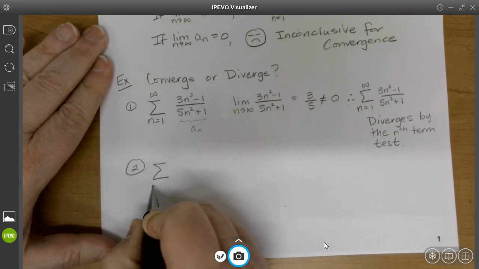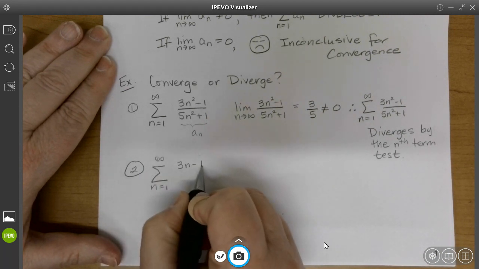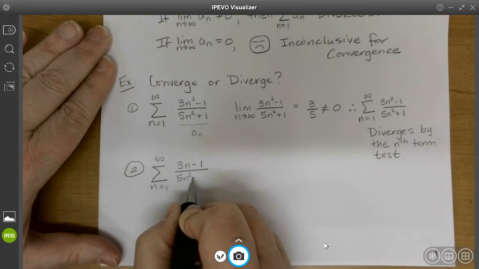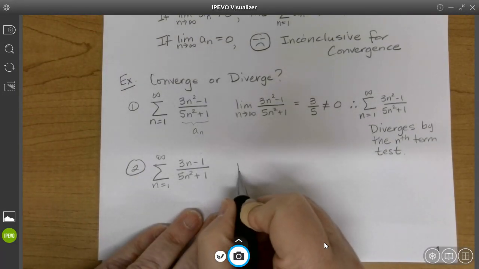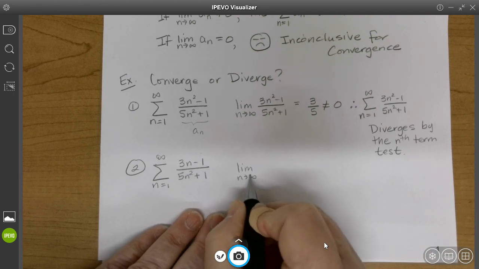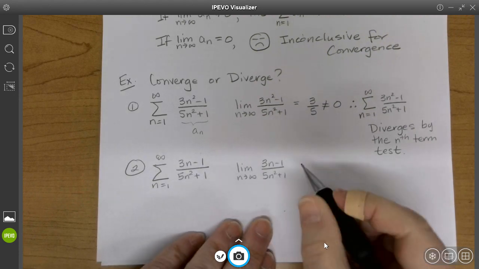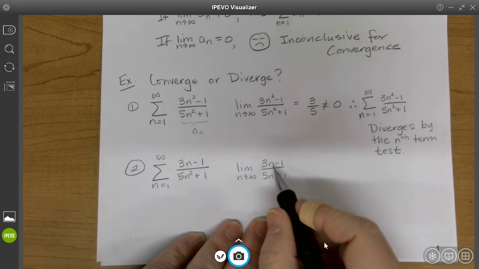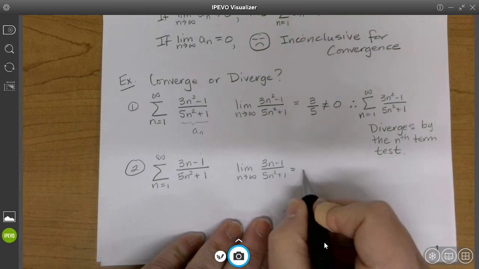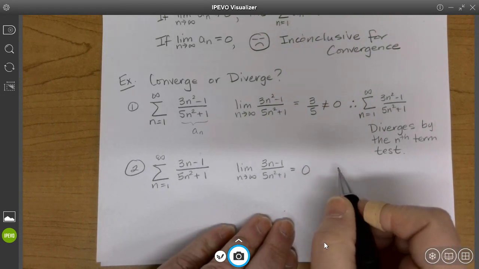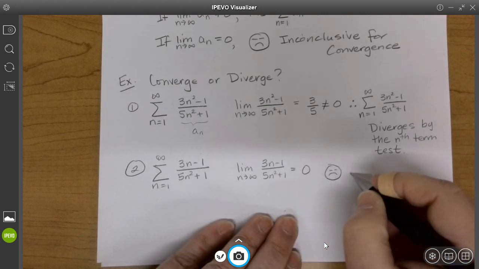Let's change it up a bit, and say the sum from n equals 1 to infinity of (3n minus 1) over (5n squared plus 1). So I'm just changing the square on the top. All right, so we'll take the limit as n goes to infinity of (3n minus 1) over (5n squared plus 1). When we take this limit, we see that the degree of the numerator is less than the degree of the denominator. So when I put in a large number, the denominator wins, and this goes to 0, which means, sadly, this is inconclusive.